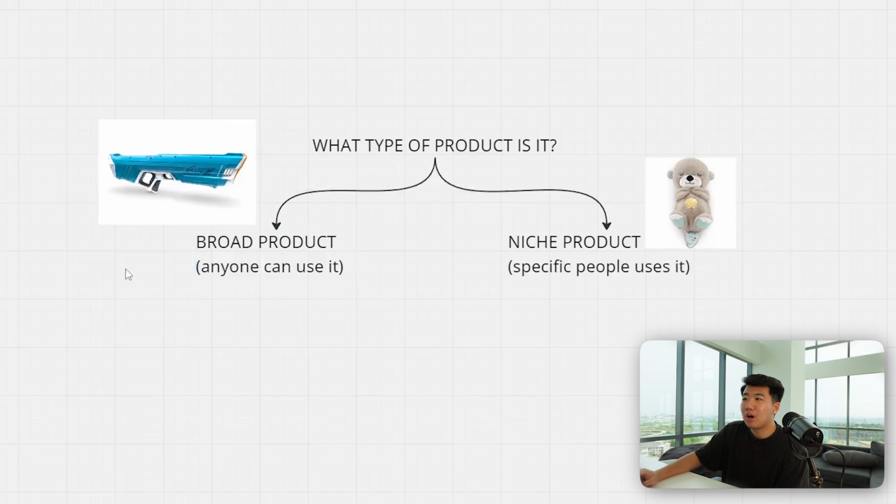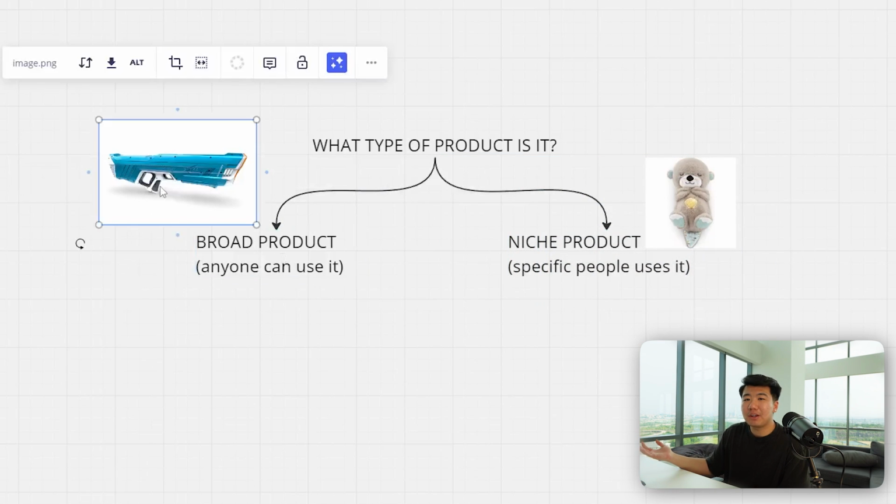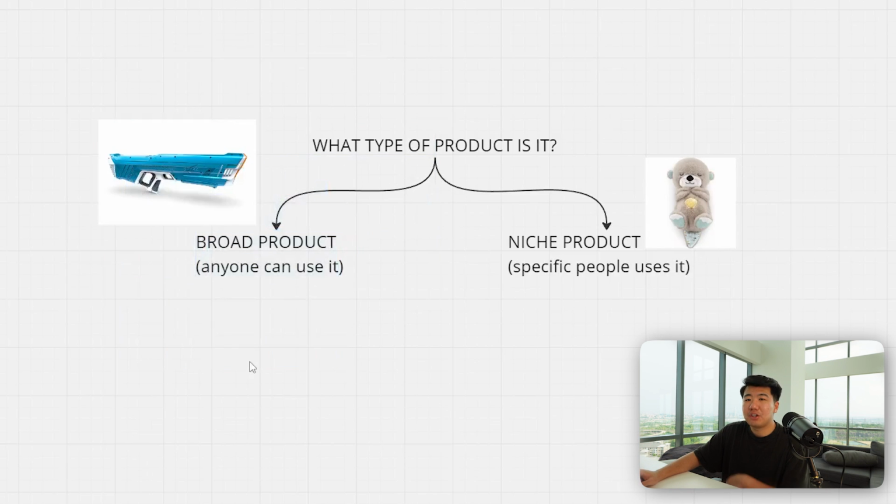Now for this product, a broad product, it's a water gun. Honestly, anybody can use a water gun. Even if you're not interested in water guns, you still might buy it because it's summer. So this is going to be a broad product and you're going to use the broad targeting method. So for example, let's go ahead and do the otter one first. And let's actually go ahead and advertise this, and I'll tell you how to set up the ABO campaign for this one, and then we'll move over to the water gun to show you exactly how you can set it up.